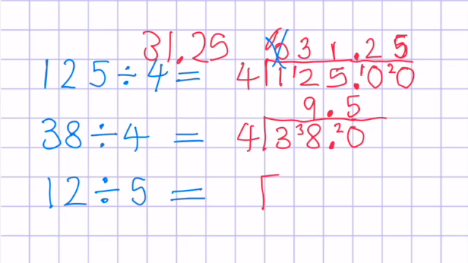12 divided by 5. 5 goes into 1 0 times, carry that 1 across, makes 12. 5 goes into 12 2 times, because 2 times 5 is 10. 12 take away 10 is 2. So I'm going to put here, that's a decimal place, the 2 there. 5 goes into 20 4 times, so 12 divided by 5 is 2.4.